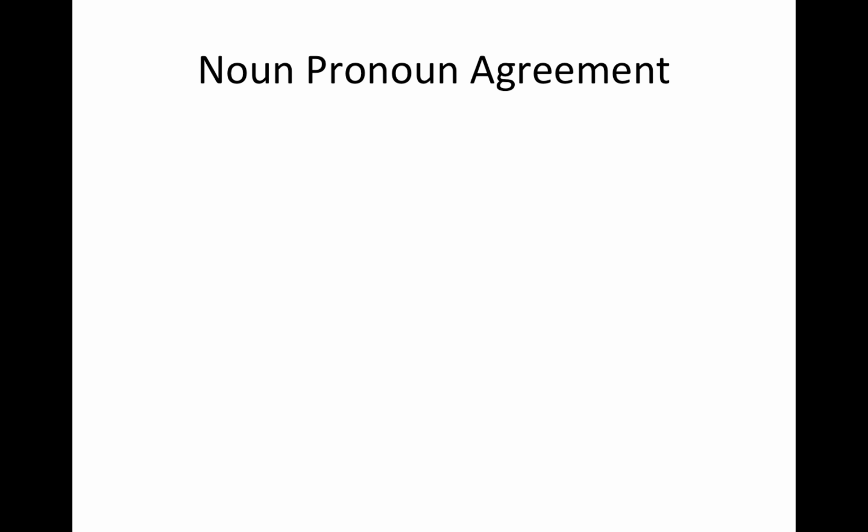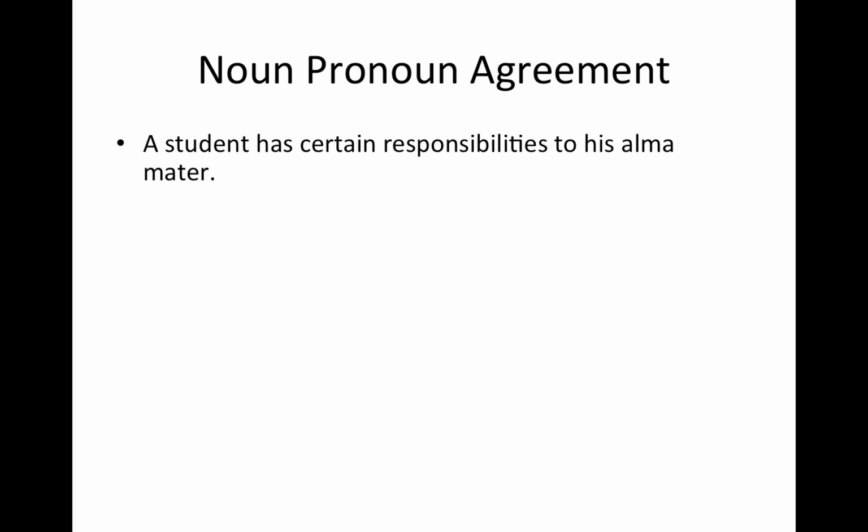The next issue that I see in papers is noun pronoun agreement in writing. What it generally comes from is a desire to have a gender neutral text when we're writing. Ten or twenty years ago, it was fine to use the pronouns he, his as a universal pronoun for both men and women. When we're talking, for example, this: a student has certain responsibilities to his alma mater.